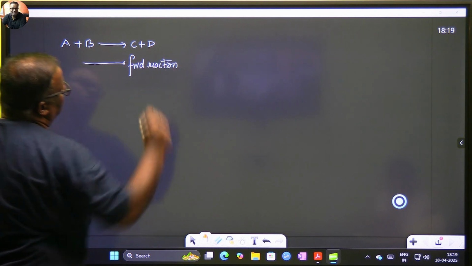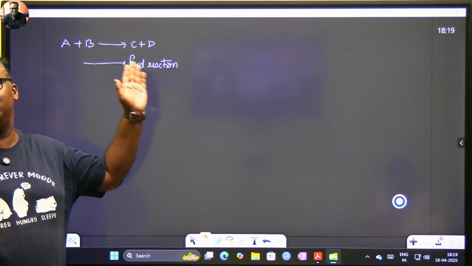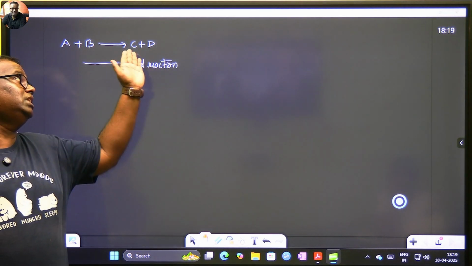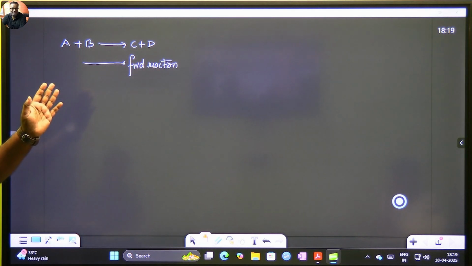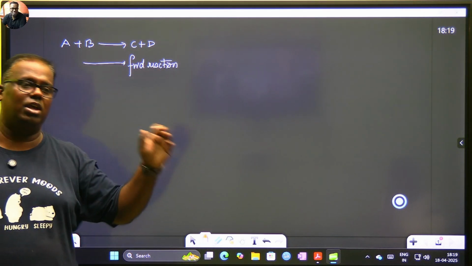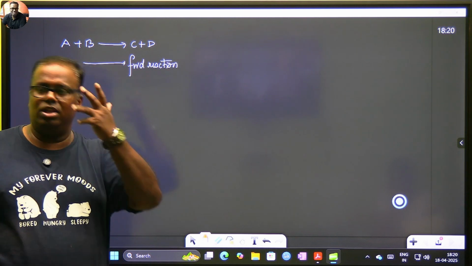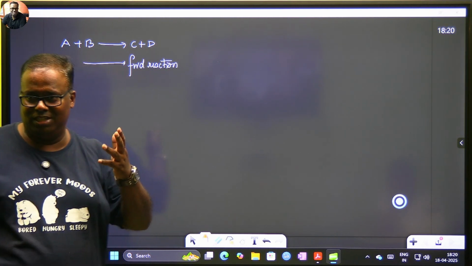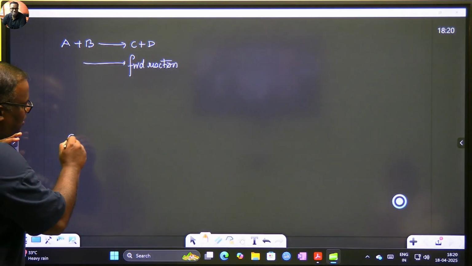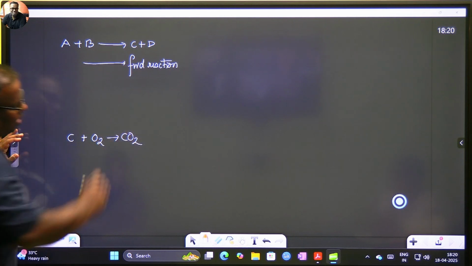Forward reaction. There are certain reactions in which the forward reaction happens 100% and after that the reaction ceases. Means A will be completely used up, B will be completely used up. Okay, some more basics. You know the law of limiting reactant and all. Let's say we are burning coal in my balcony with oxygen. You don't expect the oxygen of the atmosphere to finish up, right? So that reaction will be written as what? C plus O2 gives me what? CO2.